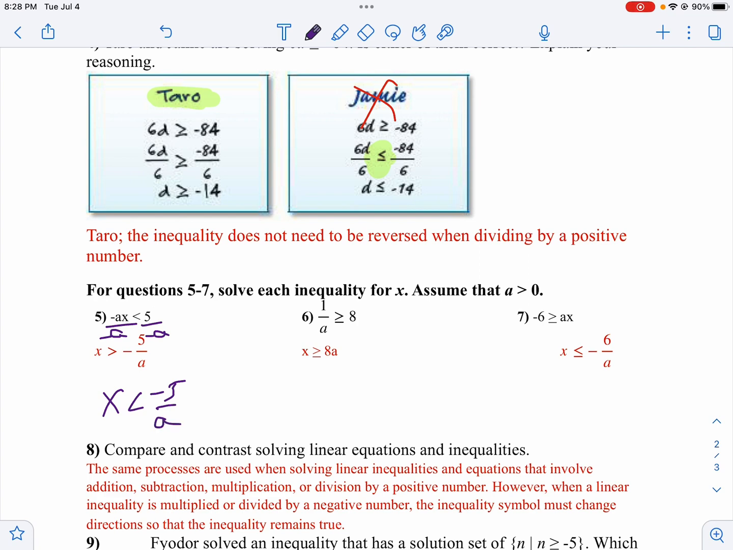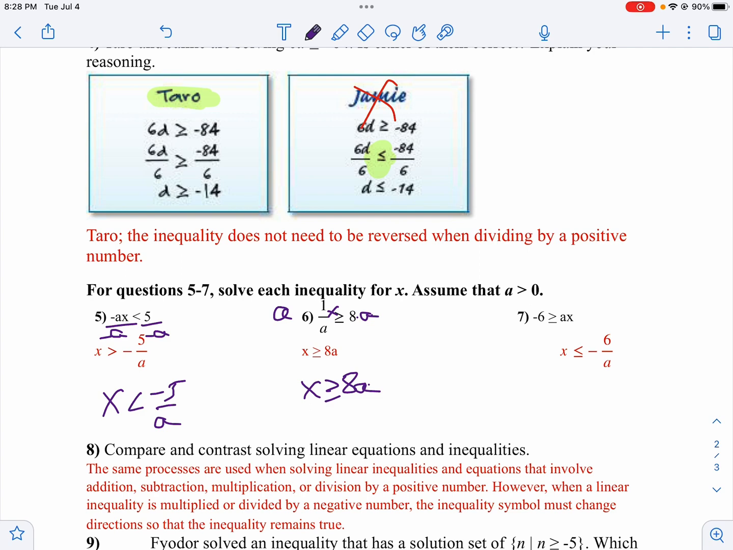Okay, on the next one, I want to get x by itself. I don't have an x there, do I? I think that's supposed to be 1 over a times x. So let's do that. Let's multiply both sides by a. And hopefully I've corrected that by the time you take this assignment. So I multiply both sides, so I get x is greater than or equal to 8a.